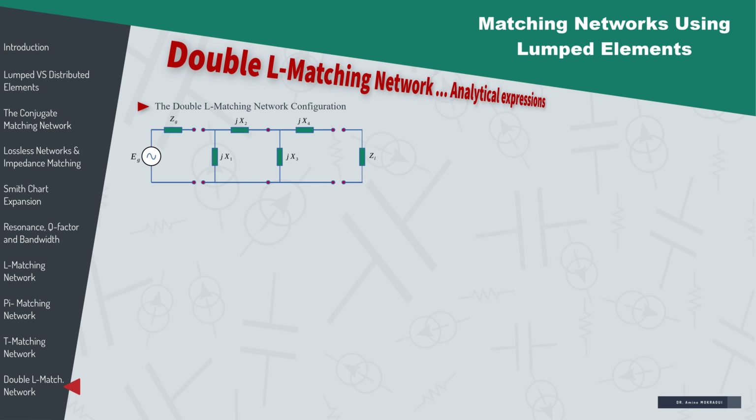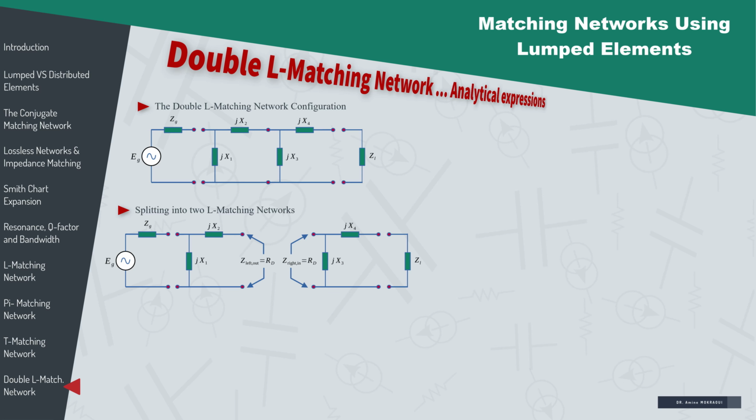Our aim with this design is to achieve a reduced Q factor, which will result in a broader bandwidth. As the name implies, we will consider cascading two L matching networks to achieve this goal. So instead of converting directly the load impedance to the conjugate of the source impedance, we will take a further conversion step by considering an intermediate resistance RD, whose value is between RG and RL.